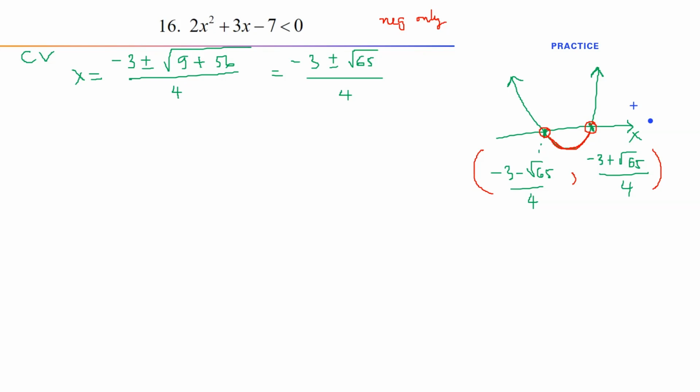That will make it easier. And while we have the graph opened up, the graph is opened up like that because the A value is positive. When the A value is negative, the graph will go down like that, right?